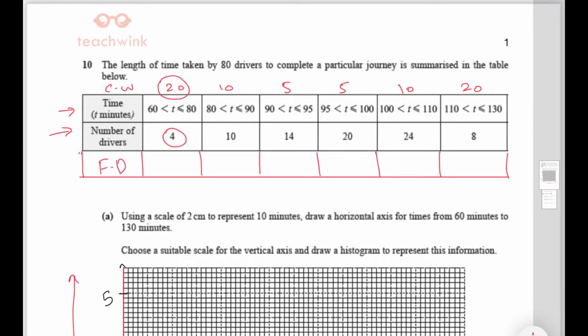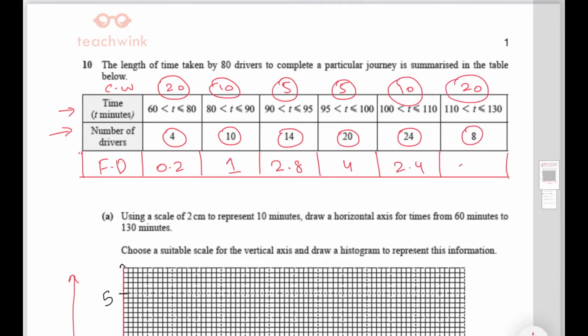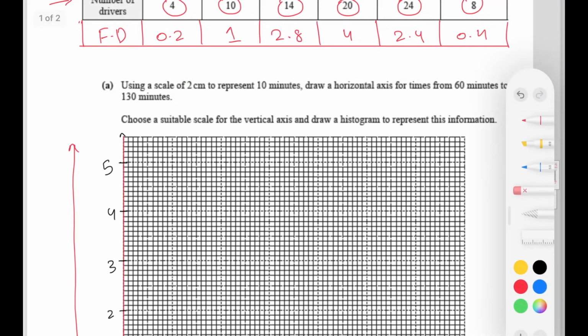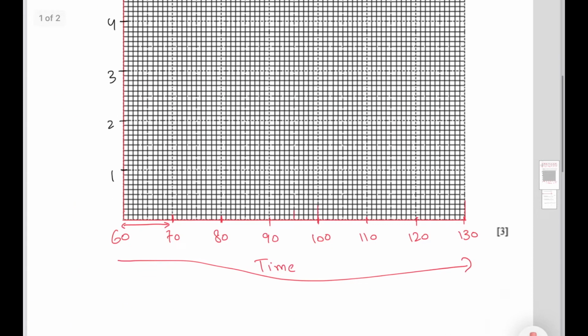4 divided by 20 would give us 0.2. Then 10 divided by 10 would give us 1. 14 divided by 5, let's use a calculator for this, sorry. 14 divided by 5 gives us 2.8. So we write it over here, 2.8. Then 20 divided by 5 gives us 4. Then 24 divided by 10 gives us 2.4. And then 8 divided by 20 gives us 0.4. So this frequency density is supposed to be the y-axis or the y values over here on this histogram.